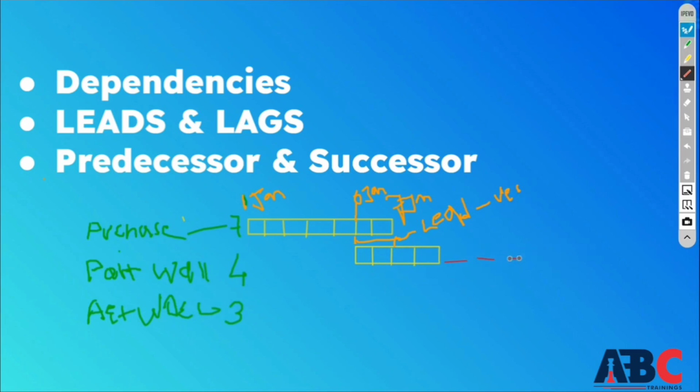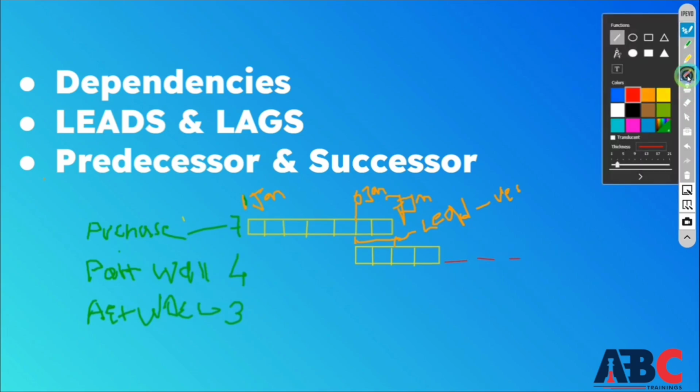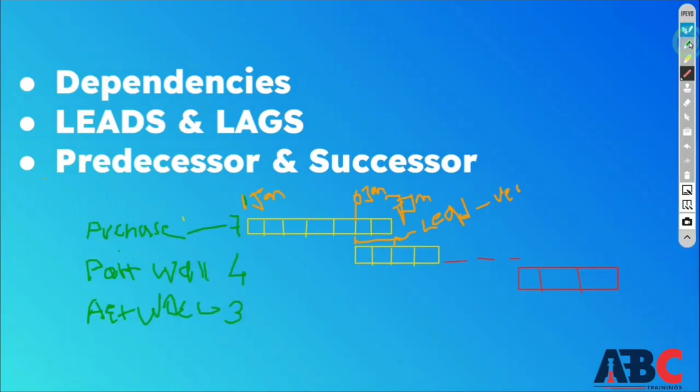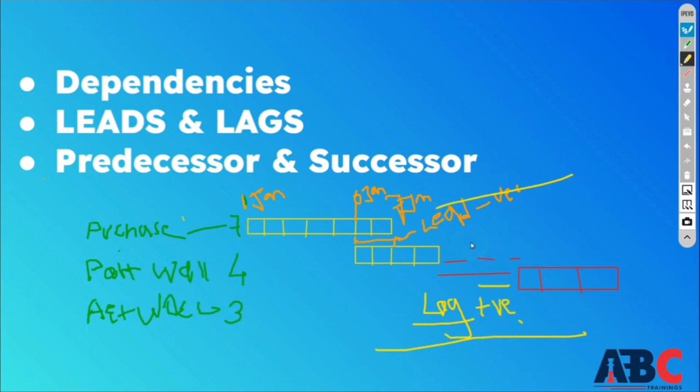The second option is lag. I am starting my next activity leaving a 3 day gap. In that case, my next activity was artwork on wall, and I am starting this activity leaving a 3 day gap. Its duration was 3 days. So the gap in the middle, what will we call it? We call it lag. This is your lag, which is mentioned in your schedule with a positive symbol.